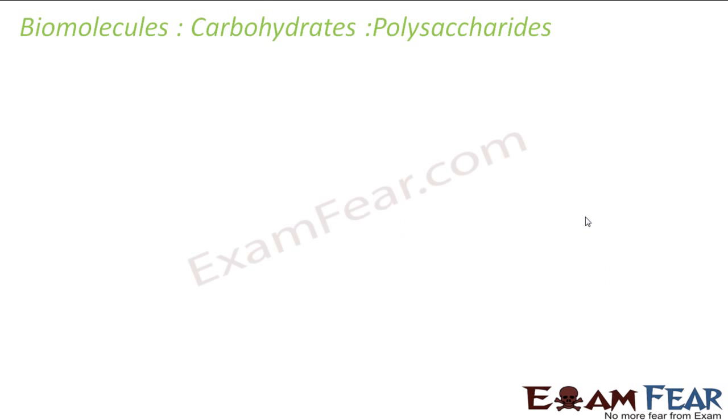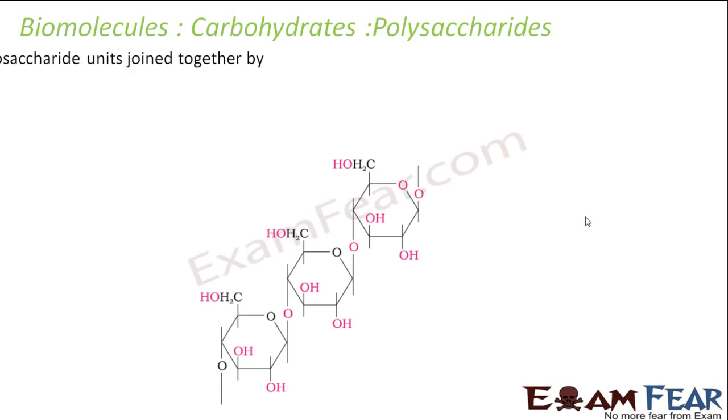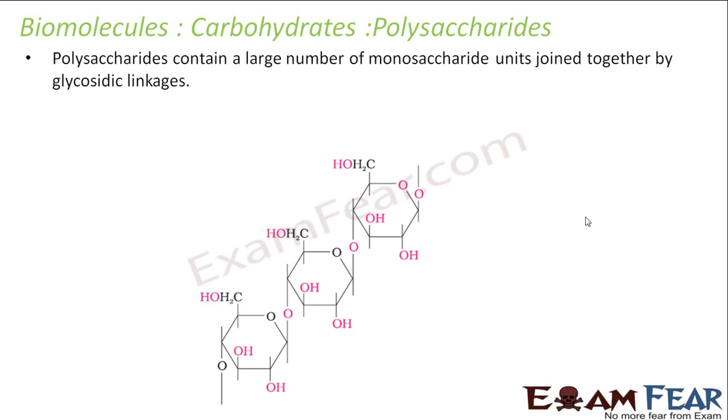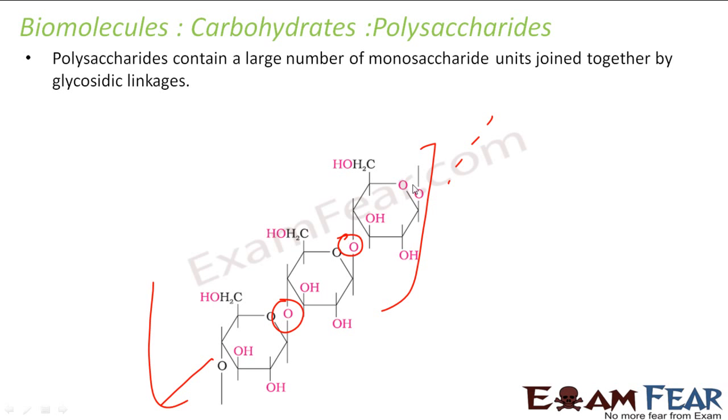Now we'll talk about polysaccharides. We have told that polysaccharides have a large number of monosaccharides joined by glycosidic linkages. There are hundreds and thousands of glycosidic linkages and hundreds and thousands of monosaccharides joined together. For example, if you see here, this is a long chain. It continues, more and more monosaccharides are joined together by these glycosidic linkages. It's a long chain.